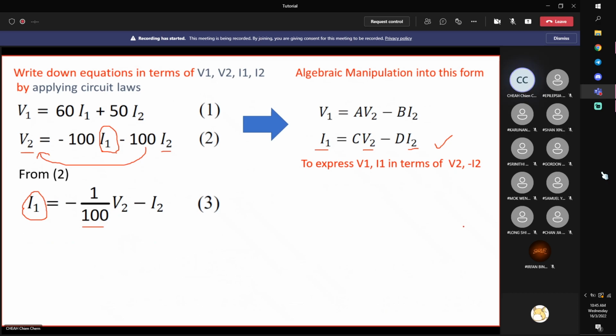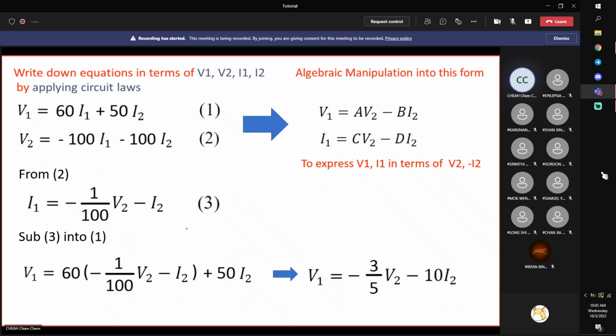Okay, after I get this equation, then I substitute this I1 into this first equation. I can now express I1 in terms of V2 and I2, because you want to express it in terms of V2 and actually negative I2, right? V2 and negative I2. So after that, I get the second equation.